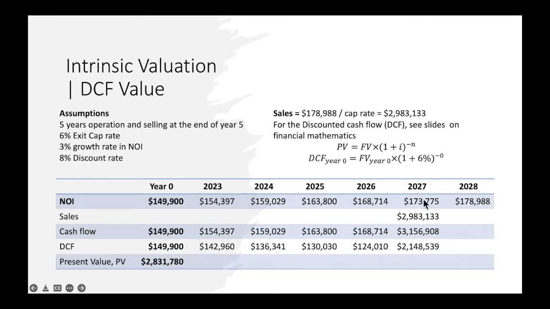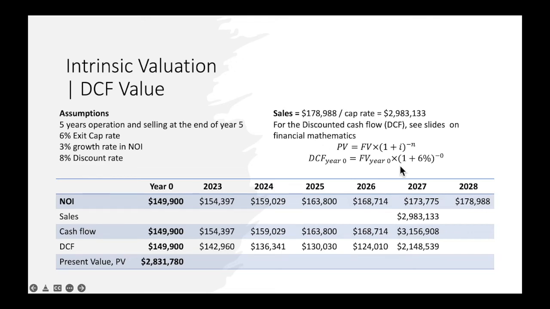Then at the end of the 5th year, you're going to sell the building, right? If you are selling the building, how much are you going to sell it for? You have an idea that your exit cap rate is going to be 6%. That means the sale price, including the transaction cost, we assume, is going to be the net operating income divided by the cap rate.